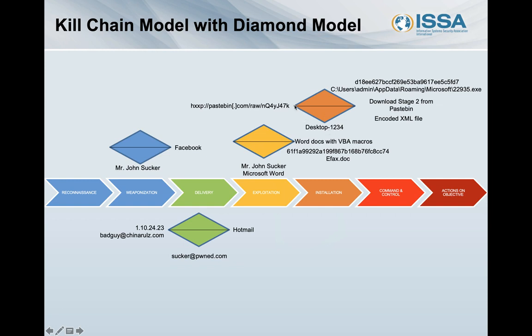The actual malicious code that the VBA macro reached out to was on Pastebin, and it was an encoded XML file. When it pulled down that XML file, it decoded it, and it was actually 229395.exe, which is this hash, which is a malicious hash. That's TrickBot, and TrickBot is a banking Trojan.